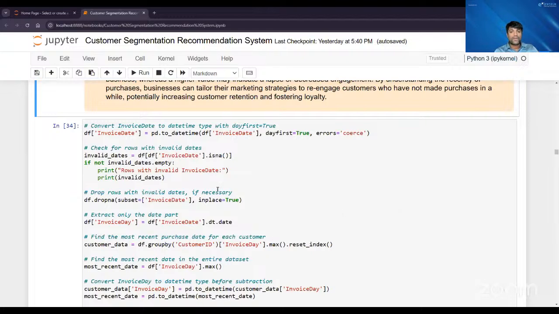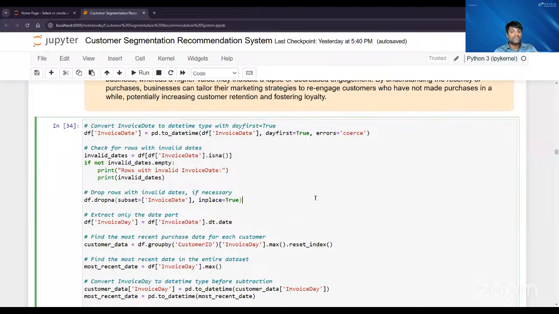Okay, so the next part is to convert the invoice date, right? It is to understand how much time has passed, or when the last purchase was that a customer made on a certain product. So what we can extract is how many days it's been since that particular person made that purchase.